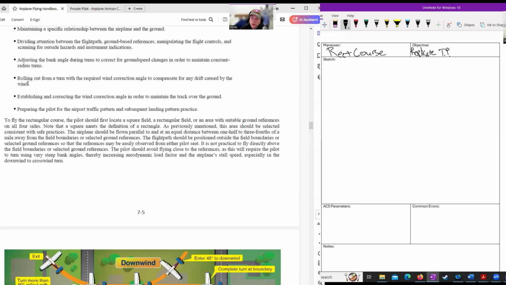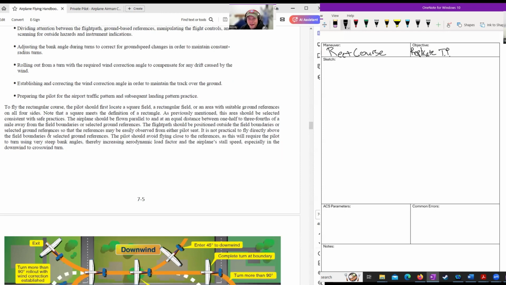To fly the rectangular course, the pilot should first locate a square field, a rectangular field, or an area with suitable ground references on all four sides. Note that a square meets the definition of a rectangle. As previously mentioned, this area should be selected consistent with safe practices. So refer to the Risk Management Handbook, and refer to the FAR/AIM for your altitudes and whatnot.